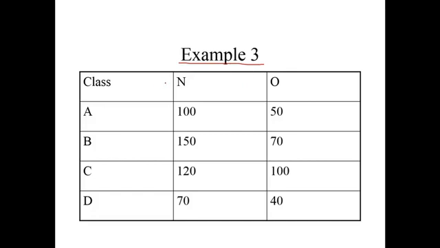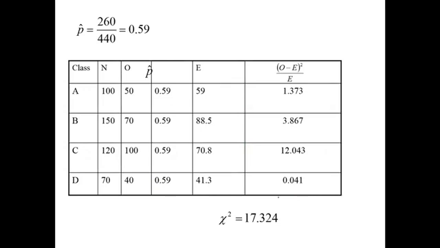Example 3. This is a sample proportion, testing the same proportions for chi-square. We have 4 categories. This one had 100 trials, this one 150 trials, this one 120 trials, this one 70 trials. A had 50 successes, B had 70 successes, C had 100 successes, and D had 40 successes. We pool the data and calculate a global probability of success of 0.59. We put that in the p-hat column.